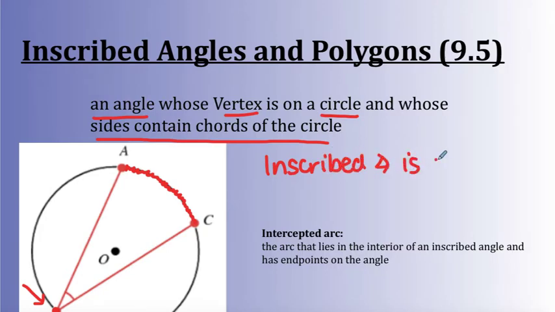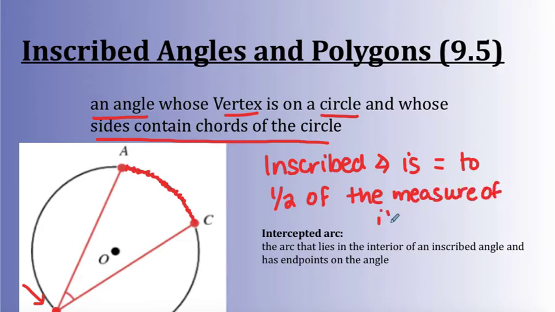And something that we need to know about inscribed angles is that the inscribed angle is equal to 1/2 of the measure of the arc of its intercepted arc. It's 1/2 of the intercepted arc.